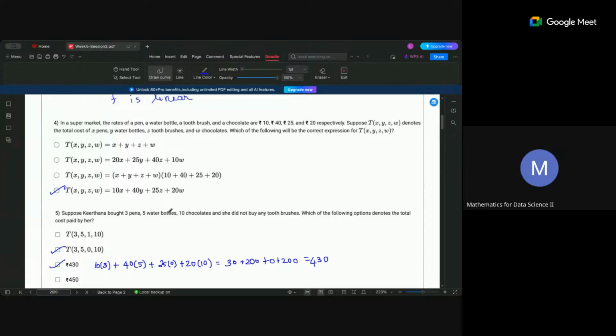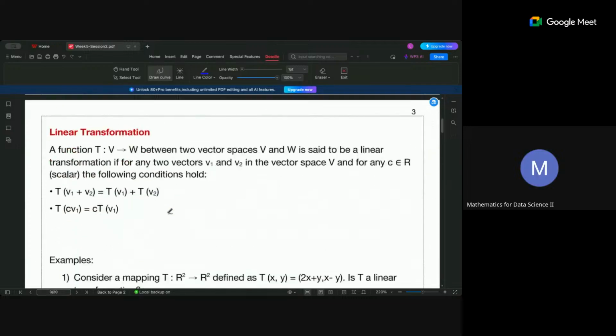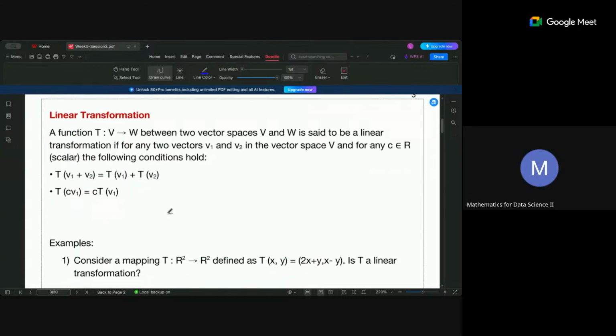Okay. So now let us look at the general definition of a linear transformation. A function T from V to W between two vector spaces V and W is said to be a linear transformation if for any two vectors v1 and v2 in the vector space V and for any c in R, the following conditions hold: T of v1 plus v2 equals T of v1 plus T of v2, and T of c v1 equals c times T of v1.